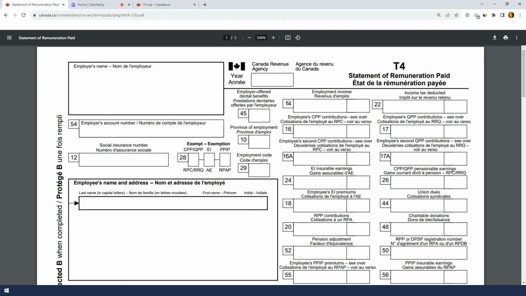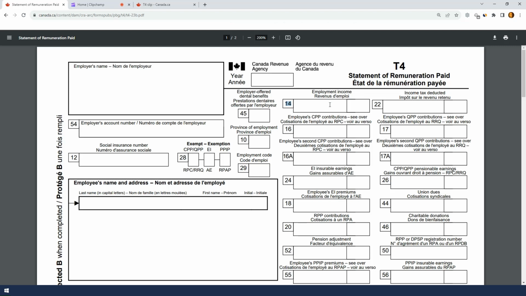Next, you've got box 14. That's obviously the most important box. That's your employment income. That's your gross employment income for the year. Now, if you look at your pay stubs, you'll notice on the cumulative column on your last pay stub of the year, it will be the same amount as your box 14. Total revenue will be box 14.